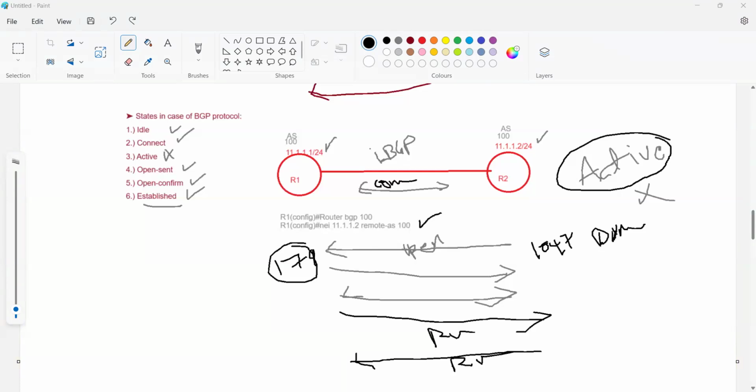Jyoti, got it? Yes. For the connect state, from R2 also we need to send router bgp 100. Both ends we connect to establish the neighborship. Here R2 also uses the same command, but on R2 you use the neighbor 1.1.1.1 and remote AS 100. Once you enable this command on both routers, they are connected together.